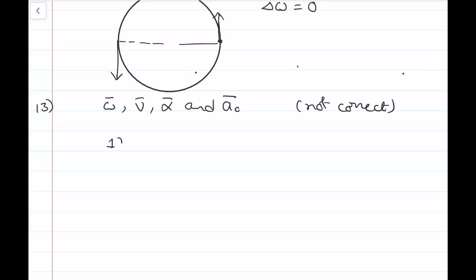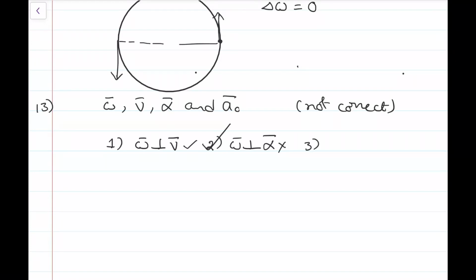In the first option, it is given that omega bar and v bar are perpendicular. We already discussed this concept in problem number 10. Omega bar and v bar are always perpendicular, so the statement is correct. And the second one, omega bar is perpendicular to acceleration. Actually, omega bar and acceleration are parallel to each other, so the statement is wrong. So for this problem, this is the correct answer.